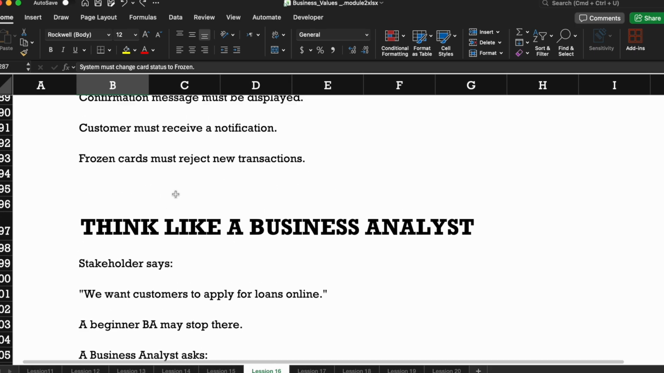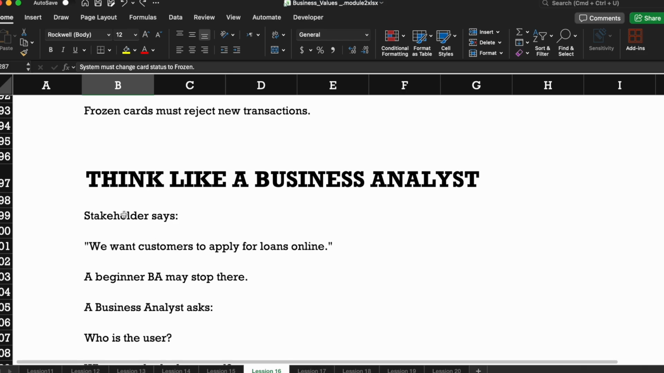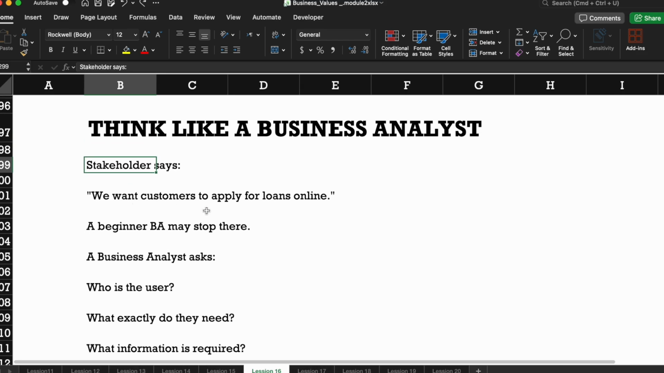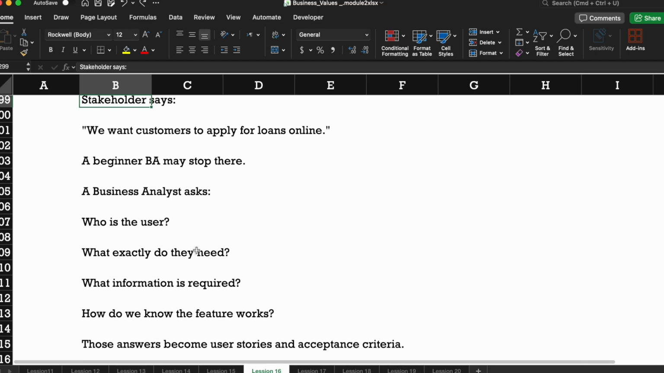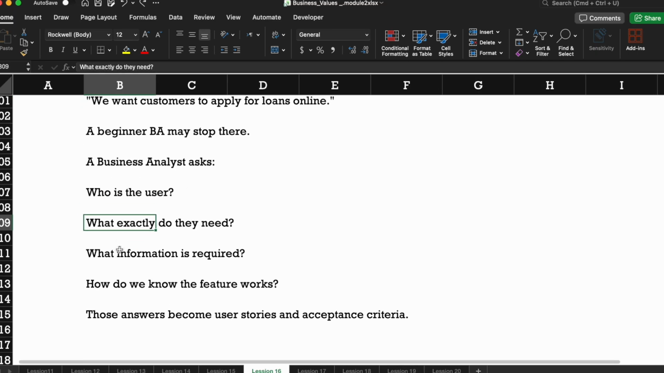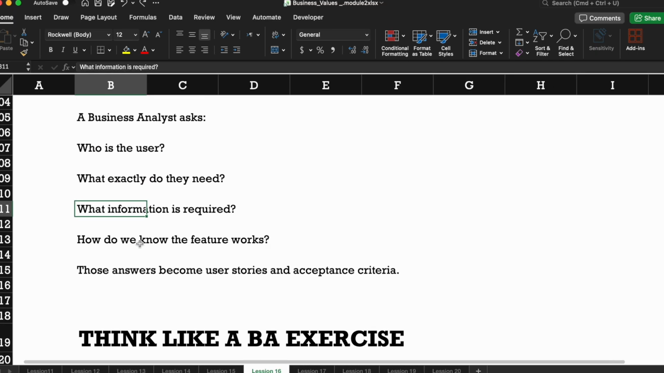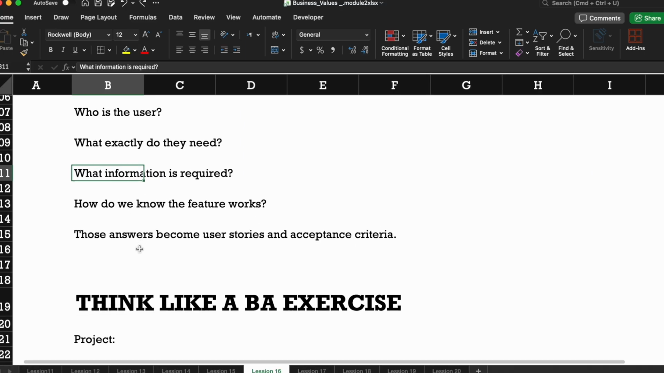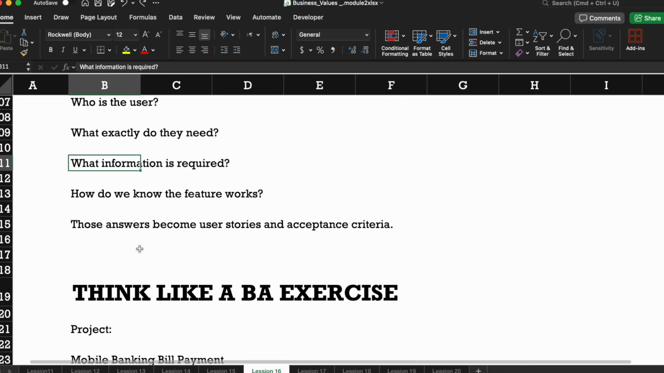So think like a business analyst. Stakeholder says we want the customers to apply for a loan application. A beginner BA may stop there. So a business analyst asks who is the user, what exactly do they need, what information is required, how do we know the feature works. Those answers become user stories and acceptance criteria.